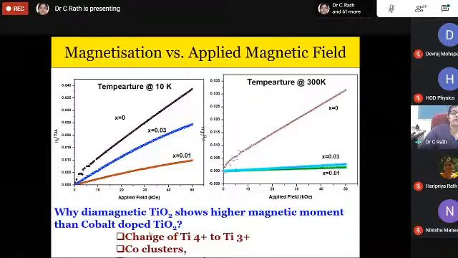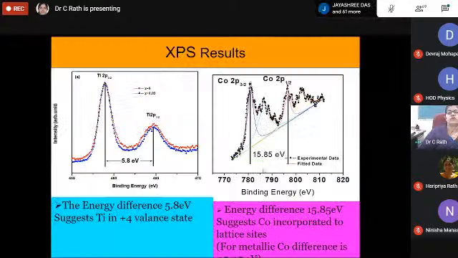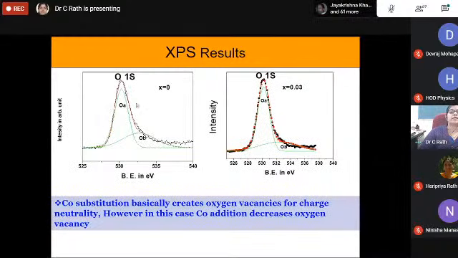Titanium is 4 plus or 3 plus, and whether it is cobalt cluster or oxygen vacancy decides the magnetic moment. Here one can see this titanium corresponds to titanium 4 plus, cobalt is 2 plus. But when there is an oxygen vacancy, in fact pure TiO2 is higher than cobalt TiO2, and that is because cobalt substitution basically creates oxygen vacancy for charge neutrality. In pure TiO2 there are a large number of oxygen vacancies, and that oxygen vacancy is neutralized because of this cobalt substitution, and that reduces the magnetic moment.